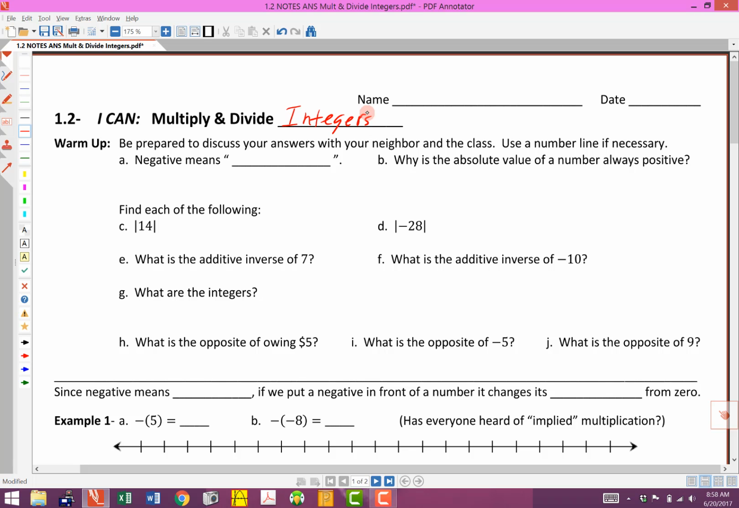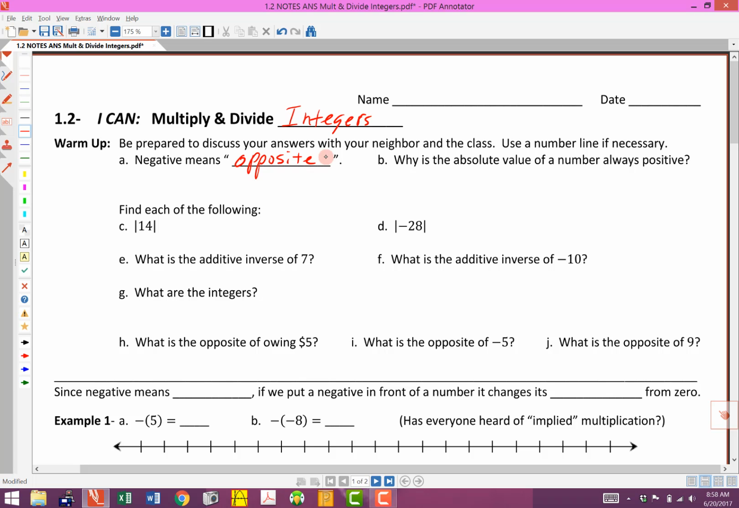But we're going to start with a little warm-up, and you want to make sure that you're prepared to discuss these answers and explain them to somebody. If you need to use a number line for any of these things, that would be just fine. So the first question is, and all of these I think can be found in our explanation for yesterday's material. Negative means a particular word, and whenever we talk about a negative, we're also going to be using the word opposite a lot. So we're going to write the word opposite here.